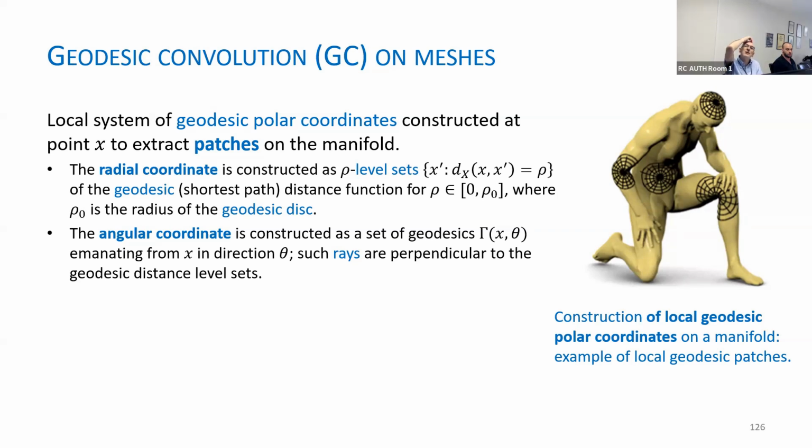So they use this idea to define this local neighborhood. So first of all, they have a radial coordinate.